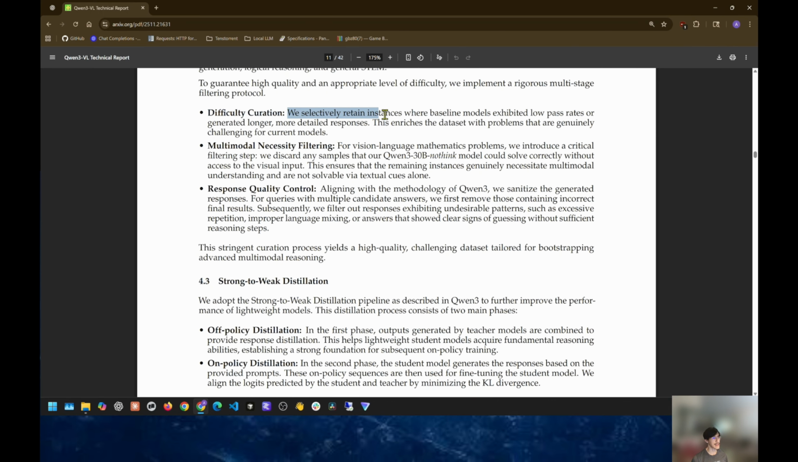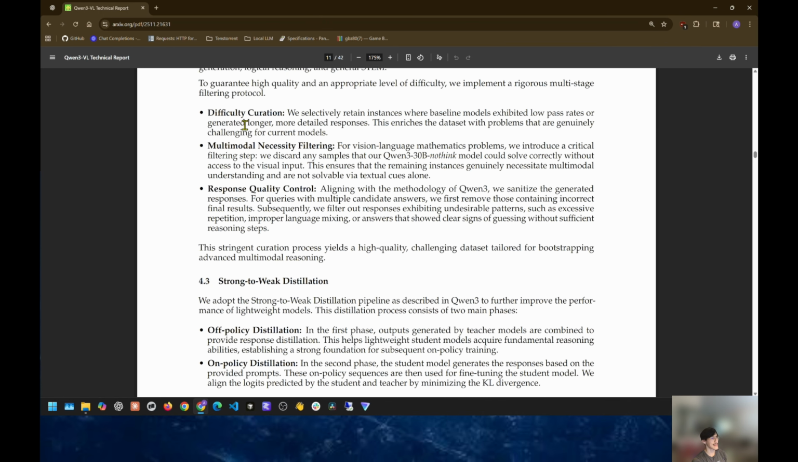So first is going to be difficulty curation. We selectively retain instances where baseline models exhibit low pass rates or generated longer and more detailed responses. This enriches the dataset with problems that are genuinely challenging for current models. So they keep all the really hard stuff.